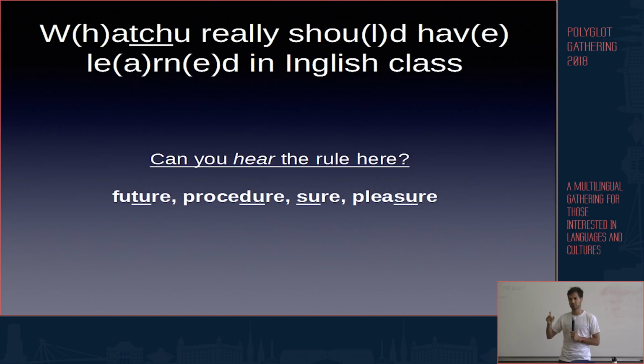So here are the two options. We could say "fu-ture," but we don't. We say "future," like a CH. We could say "pro-ce-dure," but we don't. We say "procedure," like a J. We don't say "see-er," we say "sure," like an SH. We don't say "plea-sir," we say "pleasure," like a J. We don't even write that sound. You have to write it like ZH, because we literally don't write that sound. It exists in English, but you can't write it. It's very annoying.